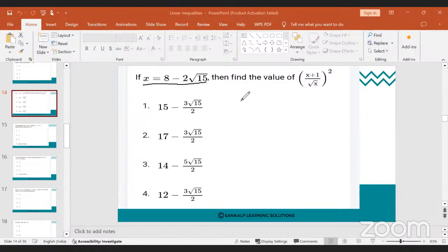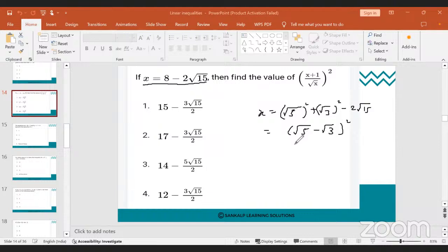So use it. x is equal to 8 minus 2 root 15. Okay, so x is equal to, I will write here, I'll express it as root 5 square plus root 3 square minus 2 root 15. So it will become root of 5 minus root 3, the whole square. It is a square plus b square minus 2ab, the a minus b whole square formula.